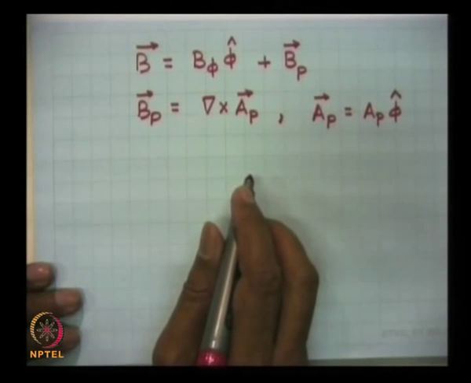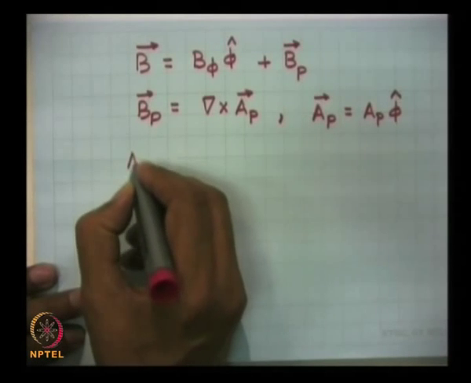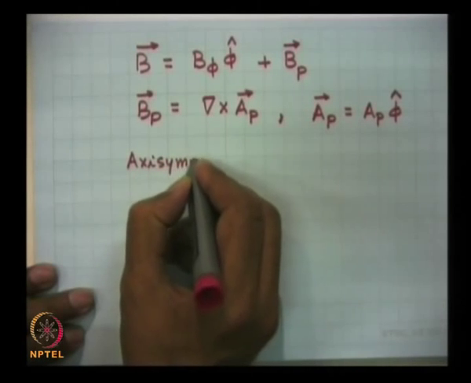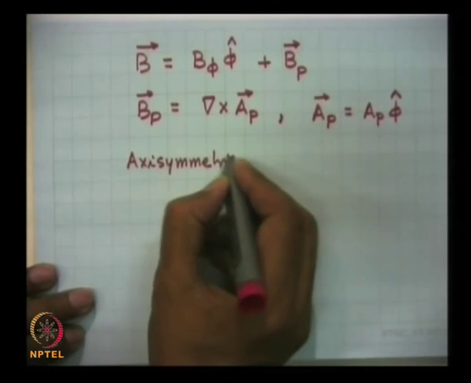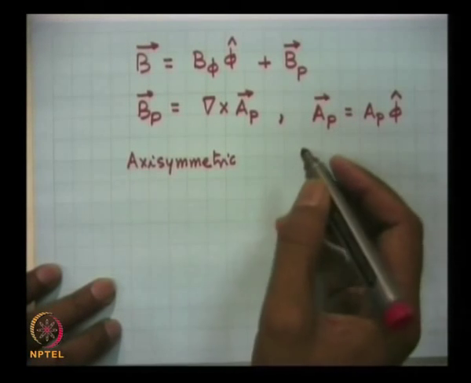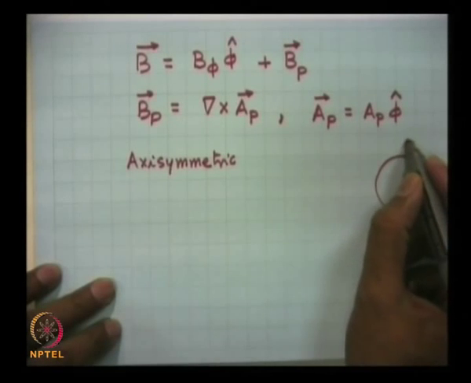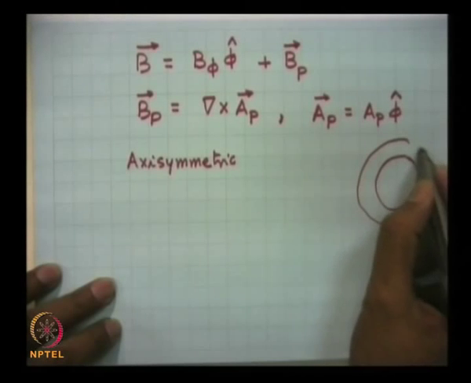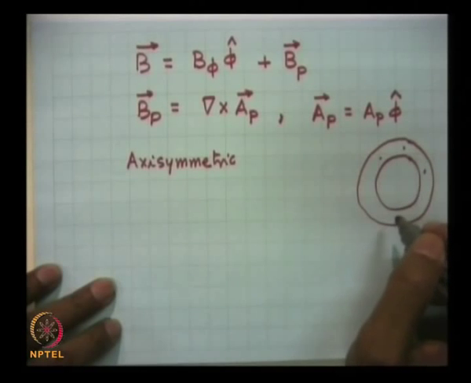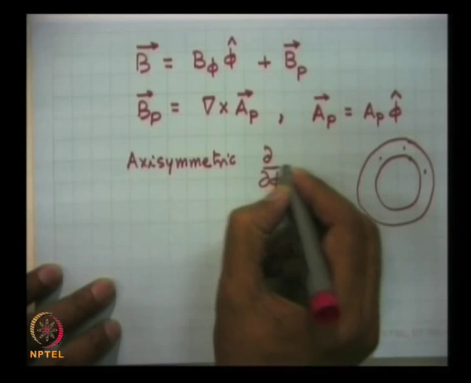For an axis symmetric system, and this is the approximation we always make for Tokamak, all the quantities like current and magnetic field do not depend on phi. Means all points inside the Tokamak have the same value of magnetic field here, here, here. So, magnitude of these quantities do not change with phi. So, choose delta by delta phi equal to 0.